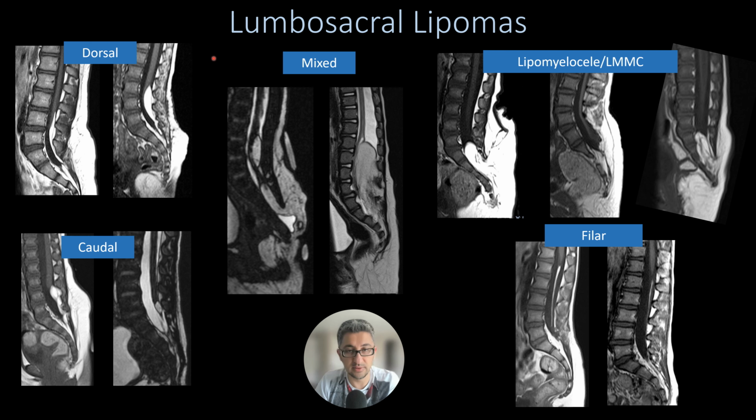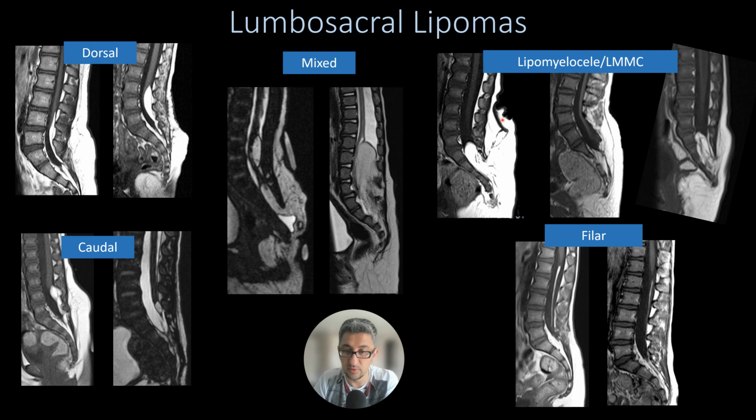So lumbosacral lipomas is an umbrella term, and you can describe them as dorsal lumbosacral lipomas, because the lipoma is attaching to the cord from the dorsal aspect. Or you may describe them as caudal lumbosacral lipomas because the lipoma is attaching to the cord from the caudal aspect. Or they may attach to the cord from both the dorsal and caudal aspects, as you can see in two different patients here. And we have the lipomyeloceles and lipomyelomeningoceles.